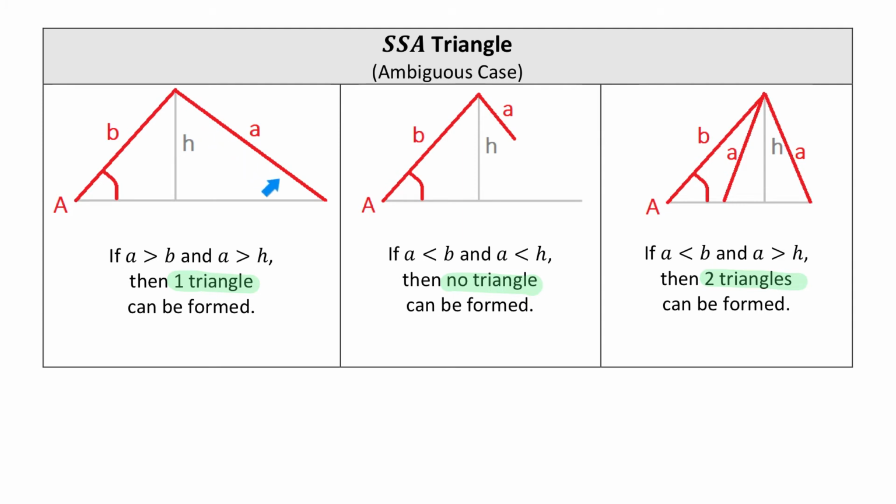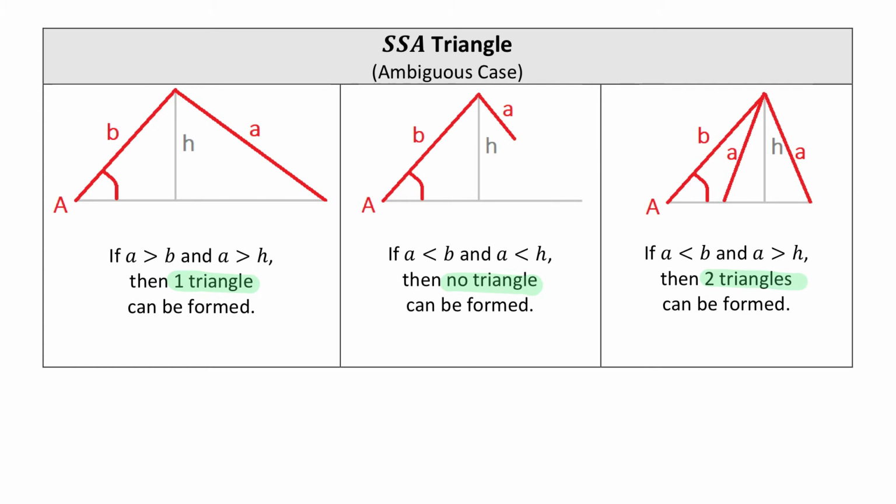If this side A is greater than side B, and it is also greater than the height, then one triangle can be formed. Also, it is important to remember that this side that is greater than side B and then the height has to be the side that is the opposite of the given angle. In the second case, side A is opposite of the given angle A, and side A is less than side B and it's less than the height. Then, in this case, no triangle can be formed because this side is too short to close and form a triangle.